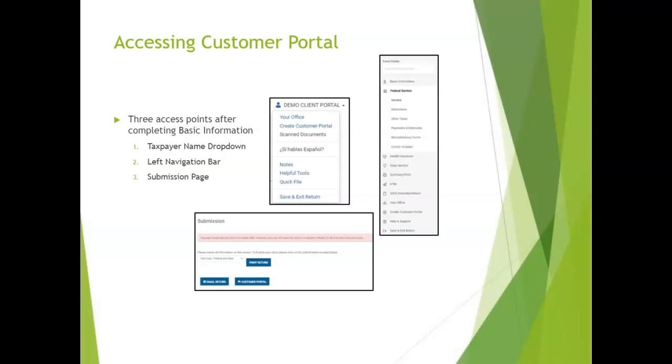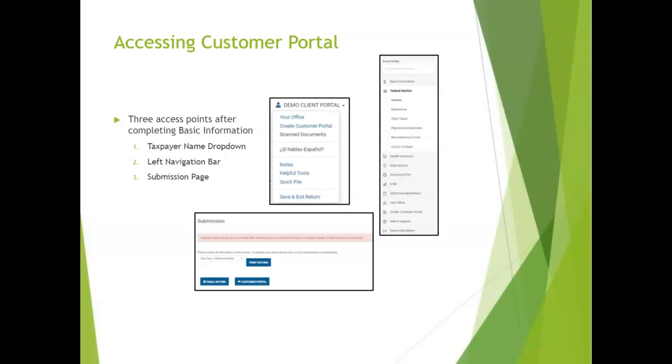All right, so how do you actually, as a preparer, get started with the Customer Portal? There are 3 access points. One of the first things you need to note is you're not going to be able to create a Customer Portal link for the taxpayer until after at least getting through the basic information of their tax return. So once you get through that point and you're getting to the point where you're entering income documents and preparing the tax return, there are 3 access points to create that Customer Portal link if you want to take advantage of it for that taxpayer.